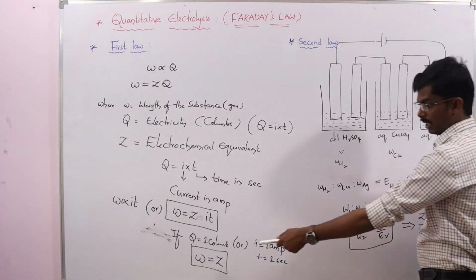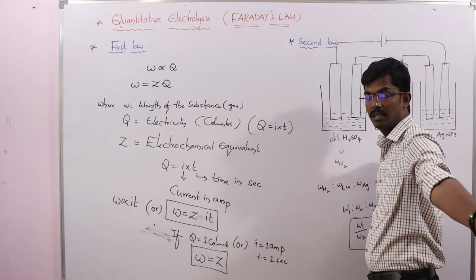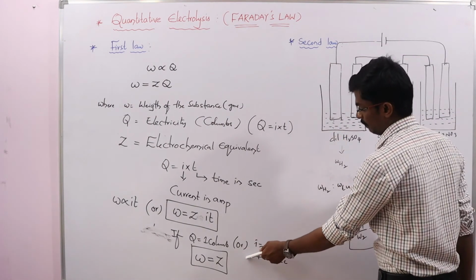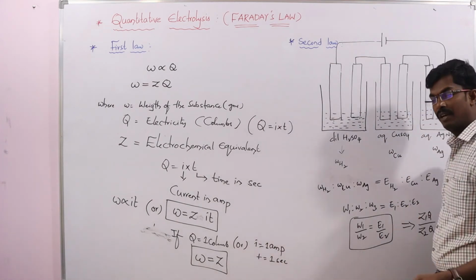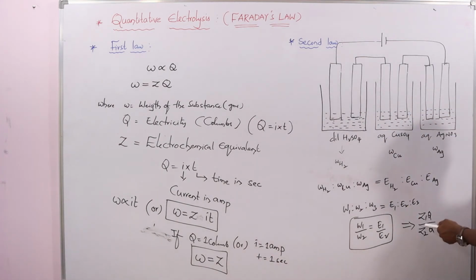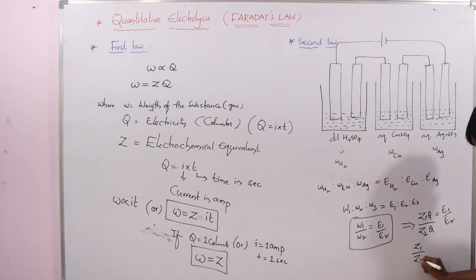Z1 and Z2 are the electrochemical equivalents. It mainly depends on whatever electrolytic solution we are using here. Different electrolytic solutions have different electrochemical equivalent values. That's why I am representing W1 equals Z1Q and W2 equals Z2Q. From here what you get is Z1Q by Z2Q equals E1 by E2. So again it is possible to write Z1 by Z2 equals E1 by E2.